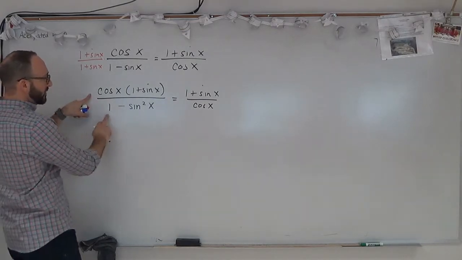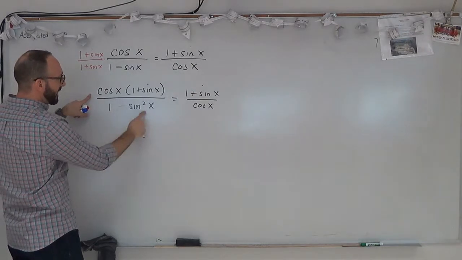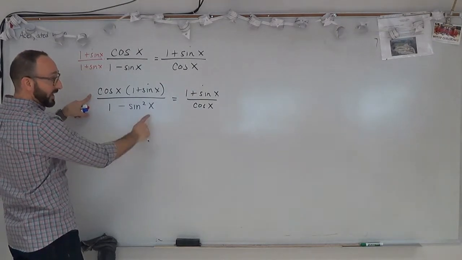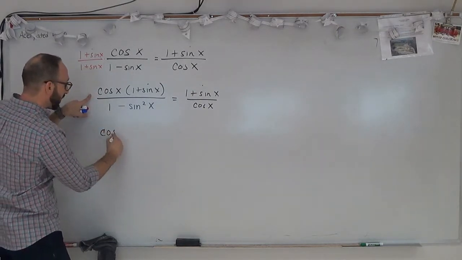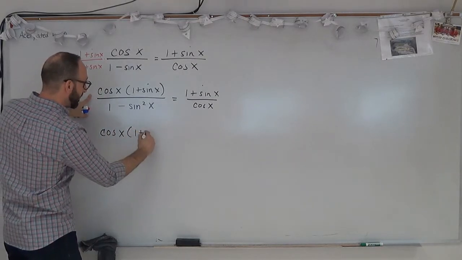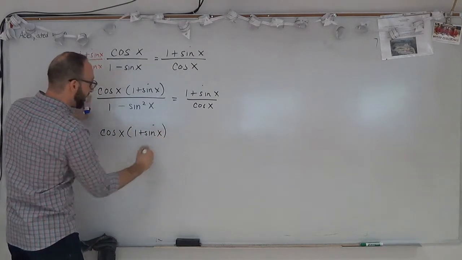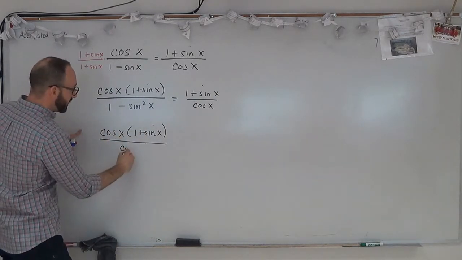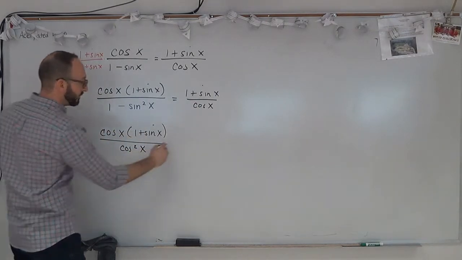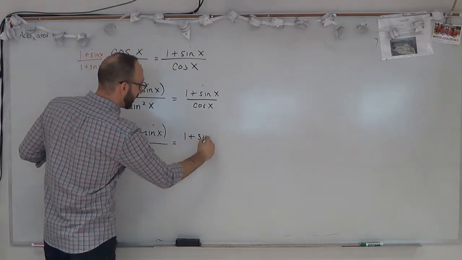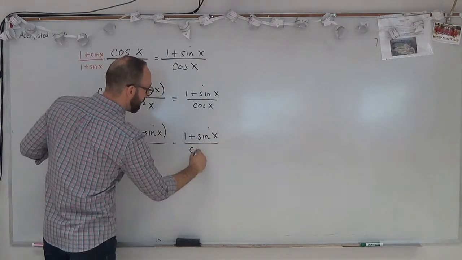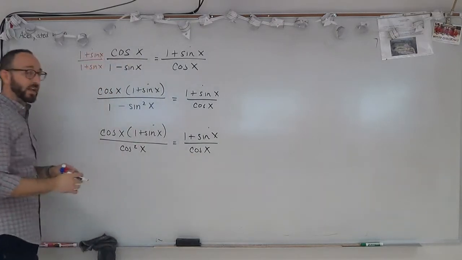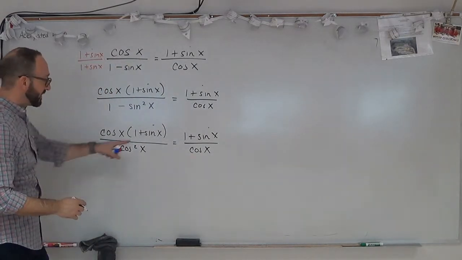Now, what I'm noticing here is that 1 minus sine squared x is actually an identity, and I'm going to make a replacement. 1 minus sine squared x is cosine squared x. So if we compare the left and the right-hand sides of the equation, what we see is that we're actually pretty close.